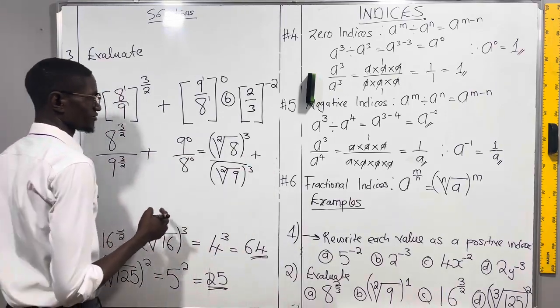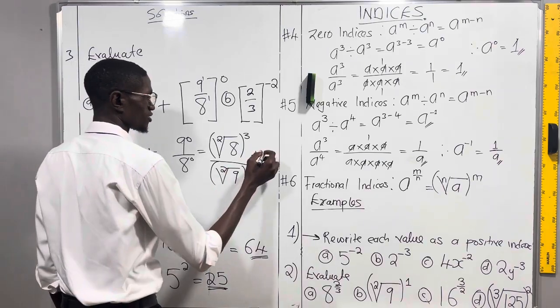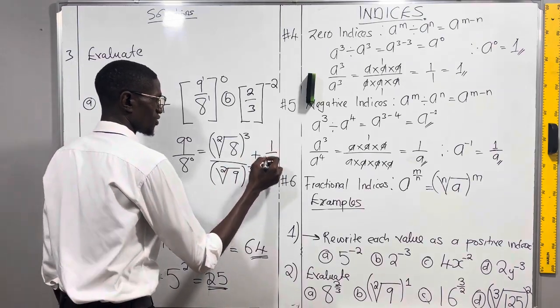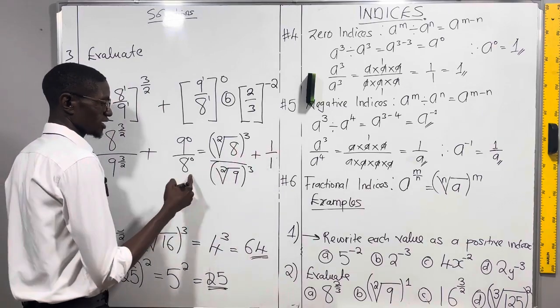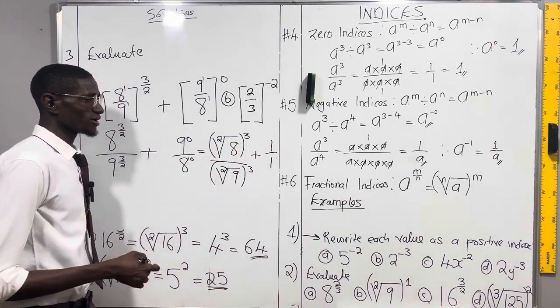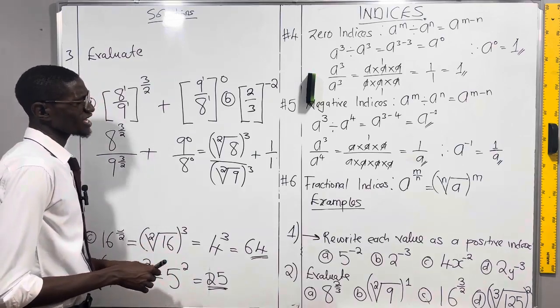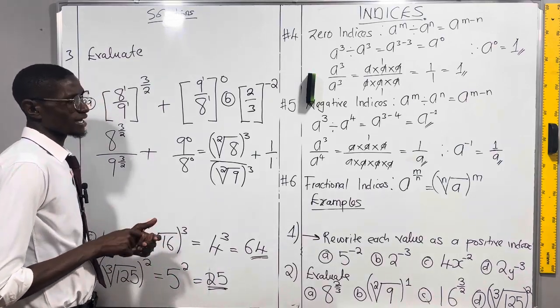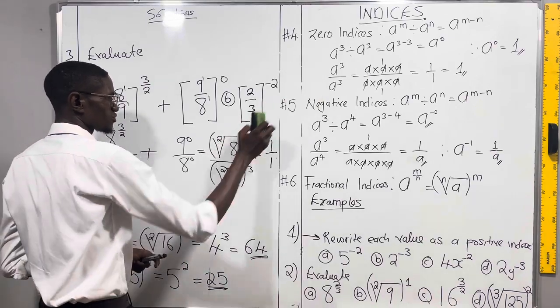Here what are we going to have? Any value raised to the power of 0 is what? 1. So we're going to have 1 over 1. 9 to the power 0 is 1. 8 to the power 0 is a 1. And then here, what number can you multiply by itself twice to give you 8? There is no number.